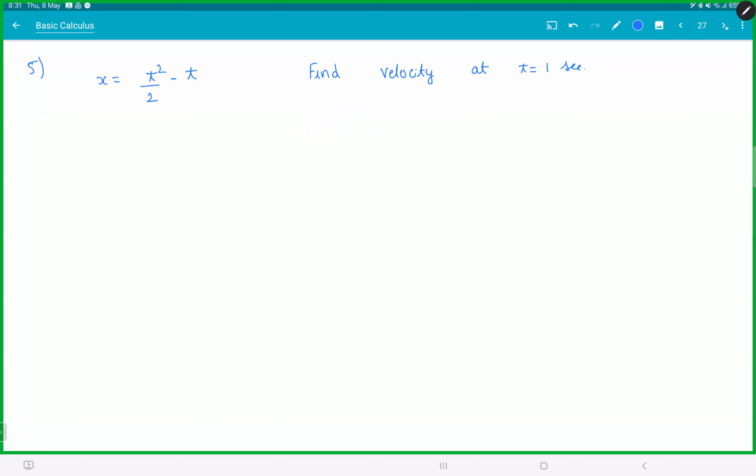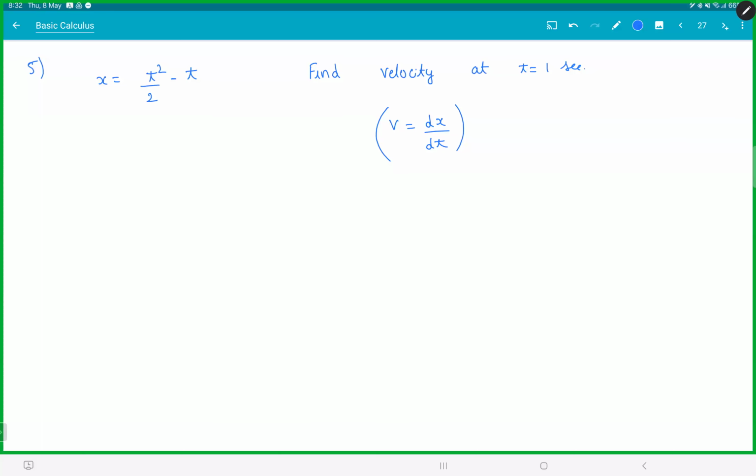Let's do a simple one. Find velocity at t is equal to 1 second. And remember, what is velocity? V is nothing but dx by dt. So every time you need not differentiate y with x, you can differentiate any quantity with any other quantity. So how do we do this? Let me show you this.